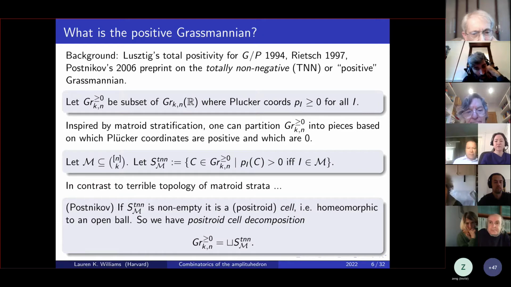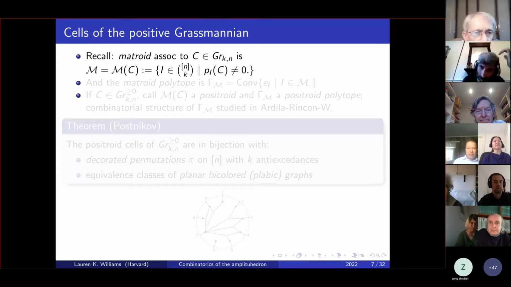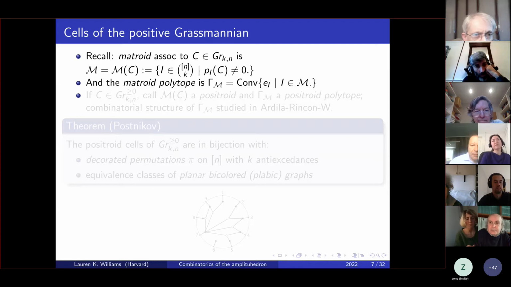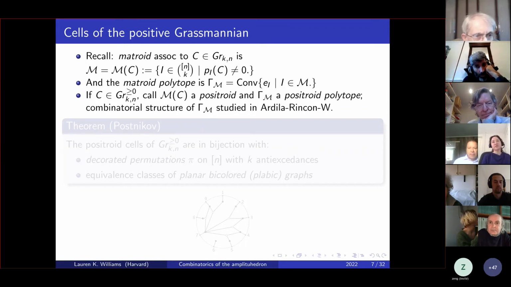This has many beautiful combinatorial and topological properties, and I'll just say a few things about the combinatorics. Just recall the matroid associated to C is the collection of k-element subsets of 1 through n corresponding to non-zero Plücker coordinates, and the matroid polytope is the corresponding convex hull of indicator vectors. And if C is in the positive Grassmannian, we call its matroid a positroid, and we call its matroid polytope a positroid polytope. These positroid polytopes also have very beautiful properties, connections to, for example, things like non-crossing partitions. This was studied in an old paper that we wrote with Federico Ardila and Felipe Rincón.